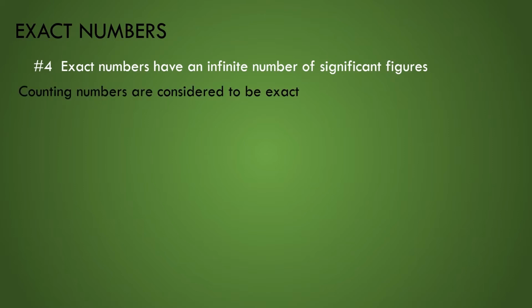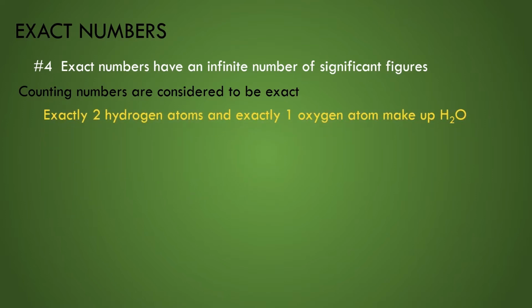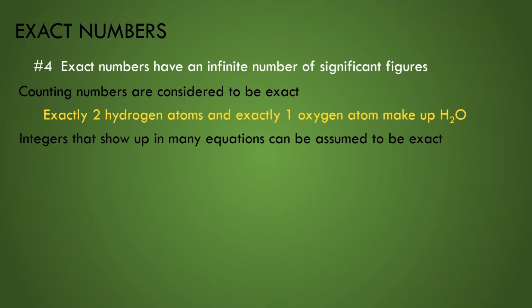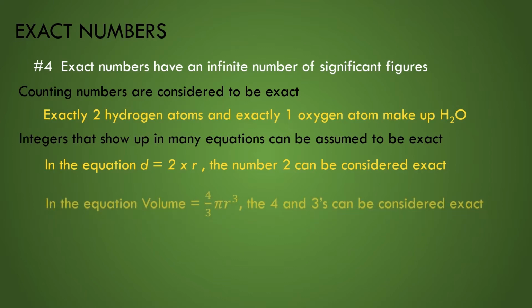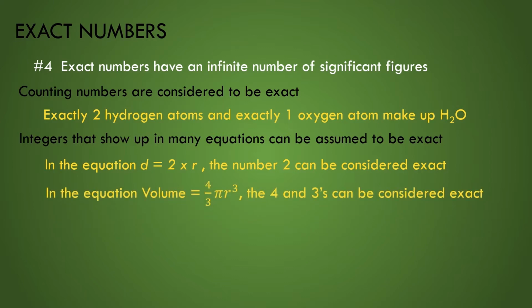Counting numbers, such as when we counted the marbles, are considered exact. In another example, we see that in the molecular formula for water, H2O, we know that exactly 2 hydrogen atoms and exactly 1 oxygen atom make up 1 molecule of water. There are integers in equations that are considered to be exact. For example, in the equation to calculate the diameter of a circle, which equals 2 times the radius, the number 2 in the equation is considered to be exact. When calculating the volume of a sphere, the equation is volume equals 4/3 pi r cubed, we would consider the 4 and both 3s in the equation to be exact numbers.